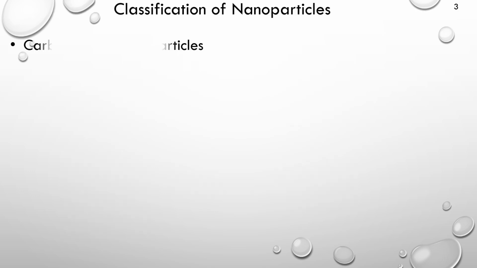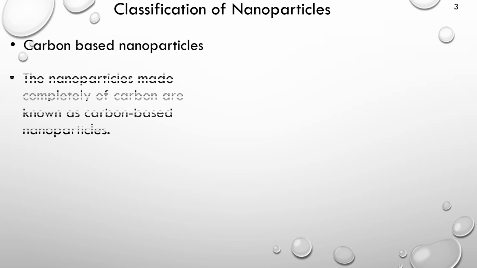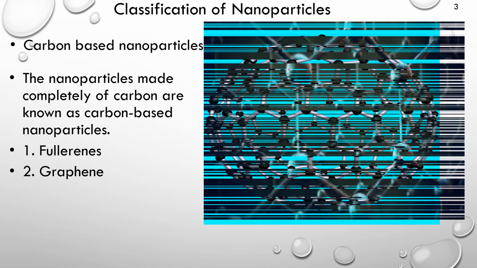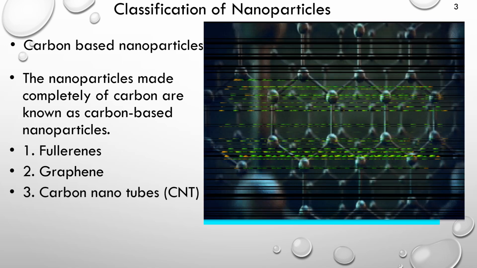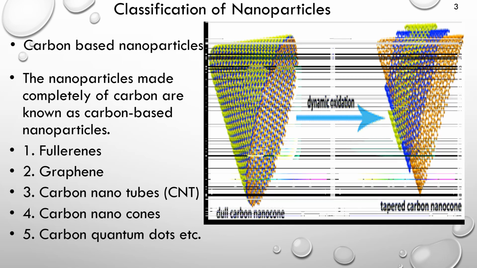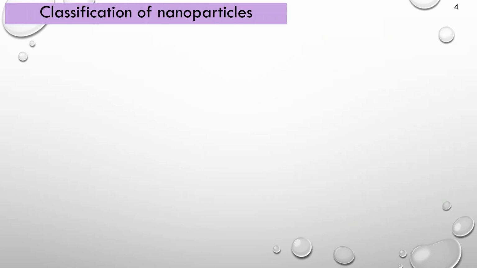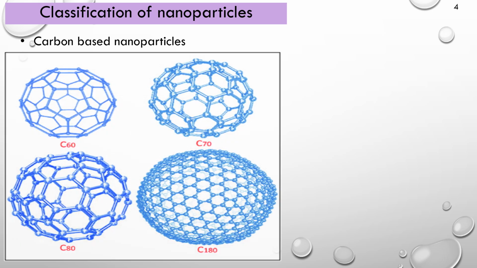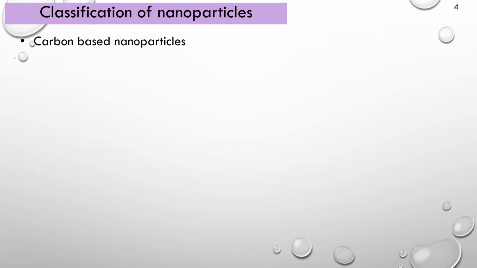Carbon-based nanoparticles. These nanoparticles consist primarily of carbon and can have various forms such as fullerenes, graphenes, carbon nanotubes, carbon nanocones and quantum dots. See, these are the fullerenes, which are made up of a carbon molecule that is spherical in shape and made up of carbon atoms held together by sp2 hybridization.